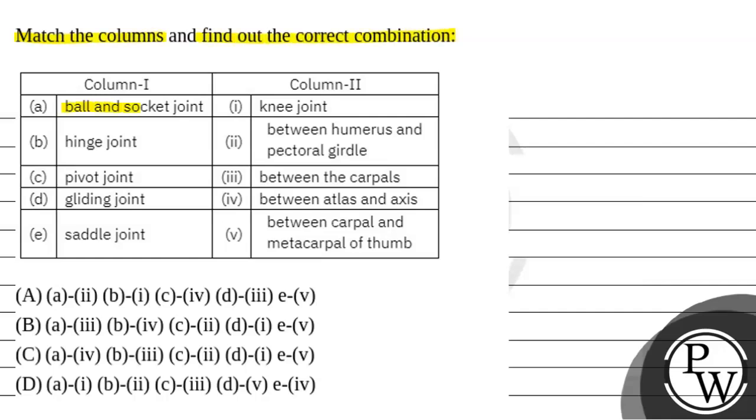First column में हमें joints दिए हुए हैं. First is the ball and socket joint. Second is hinge joint. Third is pivot joint. Fourth is gliding joint and fifth is saddle joint.